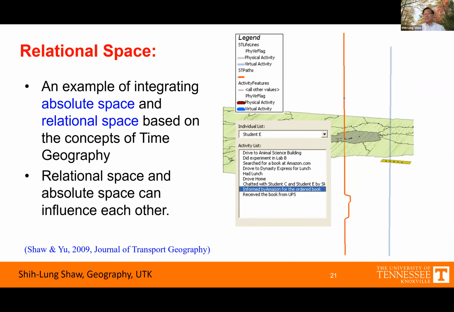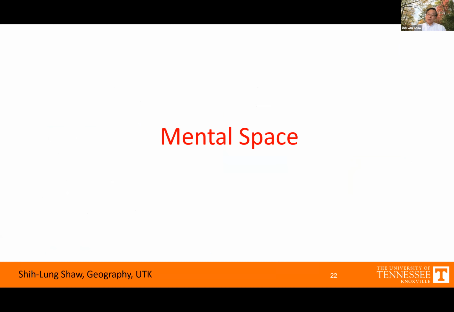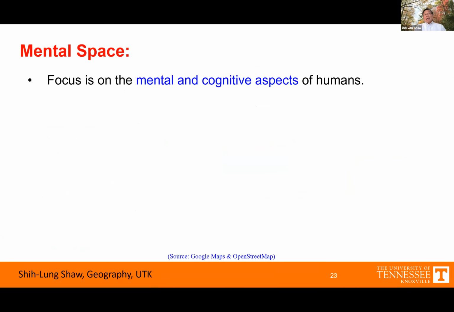And when you see, for example, multiple red lines with a blue line, that means those people were interacting with each other through a virtual entity, such as Zoom, like the Zoom webinar we have now. So this helps us integrate the locations and the data in both absolute space and relational space. Next, mental space. Here, the focus is on the mental and cognitive aspects of humans.